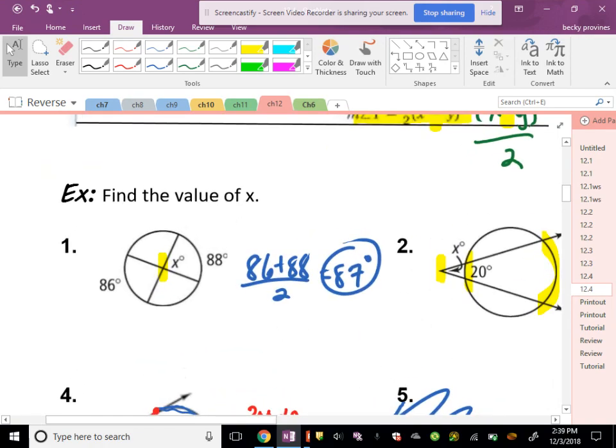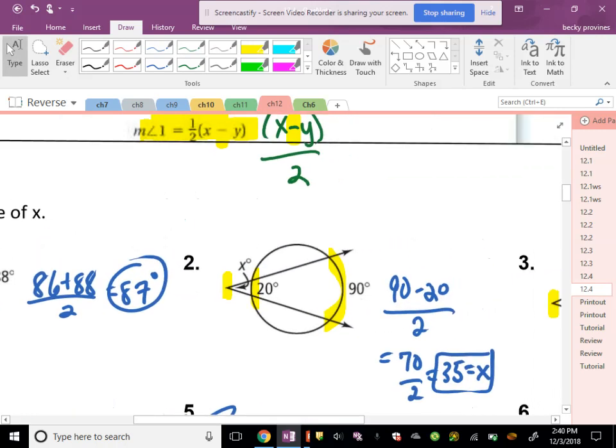So I know, again, this looks like it's at the center, but the answer is not 88. What you're going to do is open it up, and its intercepted arc is 88. And then its vertical angle is over here, and its intercepted arc is 86. Add those together and divide by 2 to get 87. And that's just calculator work, adding and dividing by 2.